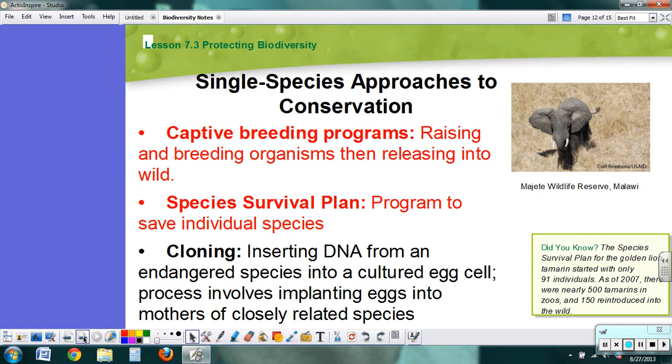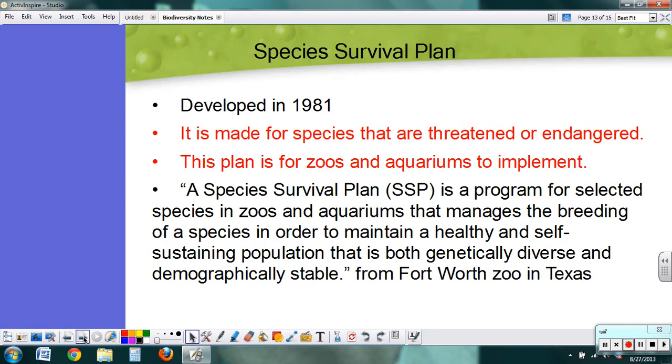So in bringing back some of these species, there's captive breeding programs like we did with the bald eagle, where we captured it, bred a lot of the younger bald eagles, and then re-released them into the wild. And then zoos and aquariums have species survival plans. These species survival plans first came about in 1981. They're for zoos and aquariums to implement in animals that they currently have to try and bring them back through breeding. So certain zoos will breed with other zoos to try and bring their numbers back.